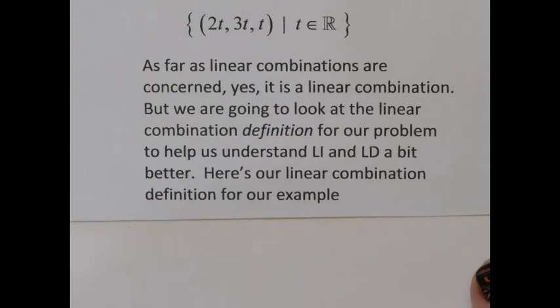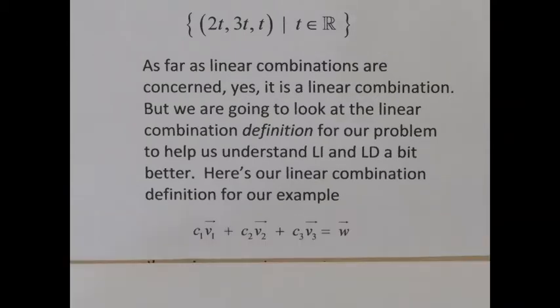But we're going to look at the linear combination definition for our problem to help us understand linearly independent and linearly dependent a bit better. Here is our linear combination definition for our example. C1 vector V1 plus C2 vector V2 plus C3 vector V3 equals vector W. Simply the linear combination definition. I wrote C1, C2, C3, V1, V2, V3 because I have 3 vectors and each of these vectors needs a coefficient of C.